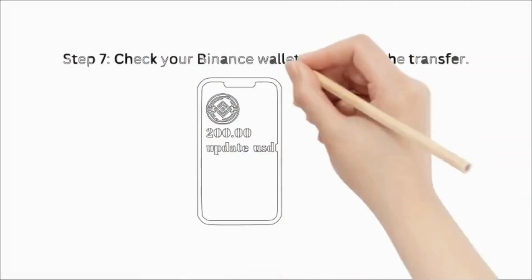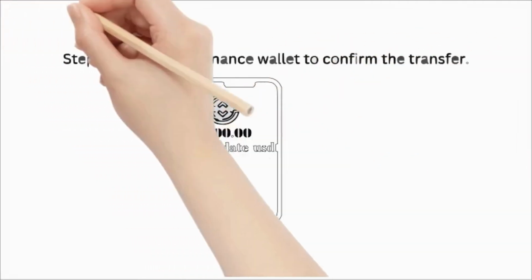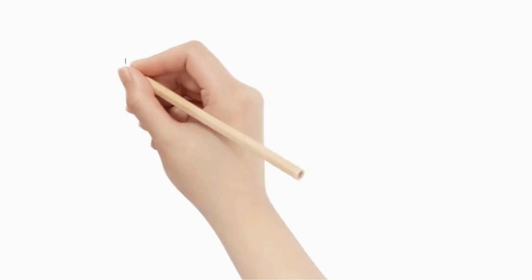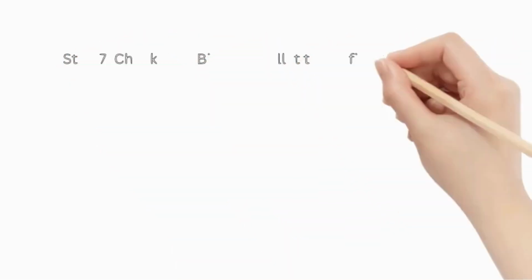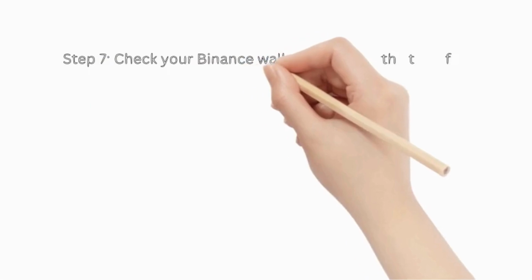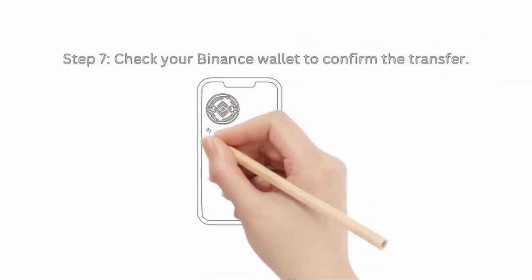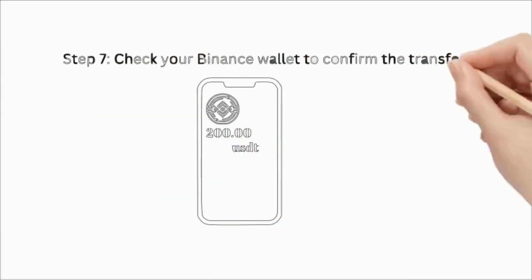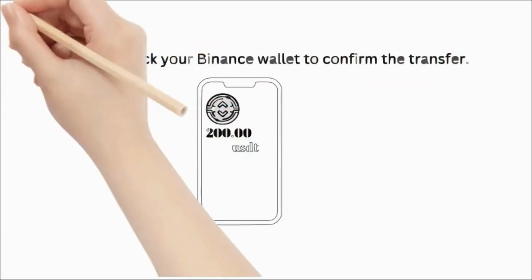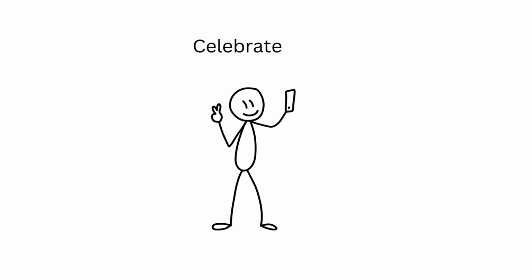Step 7. Check your Binance wallet. Go to your Binance wallet and look for your USDT balance. If the transfer was successful, you should see the updated balance. If it's not there yet, give it a few more minutes. Sometimes, it takes a little longer for the balance to update. Step 8. Celebrate. And that's it. You've successfully transferred USDT from OKX to Binance. Give yourself a pat on the back, you just leveled up your crypto skills.